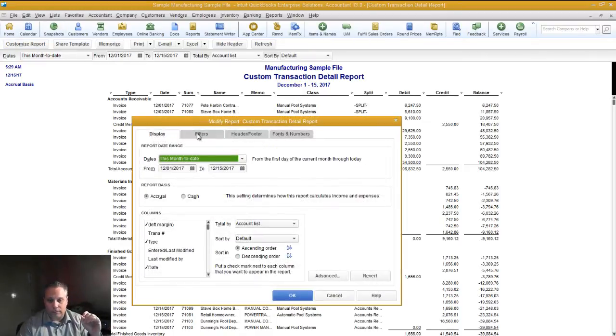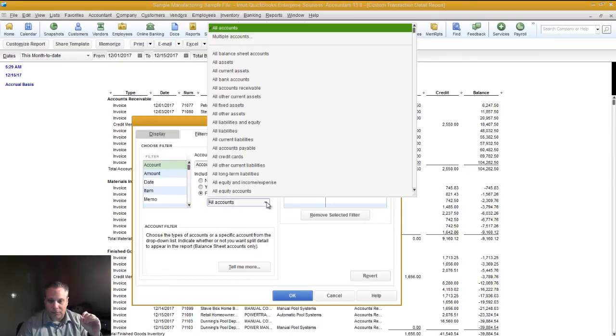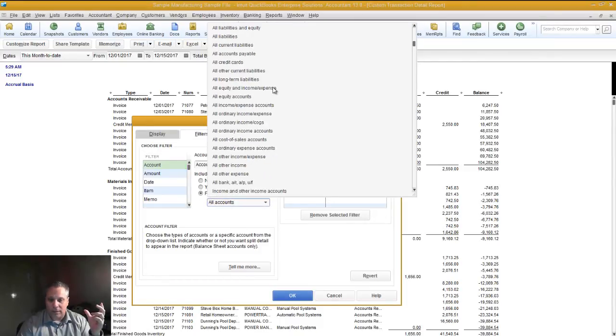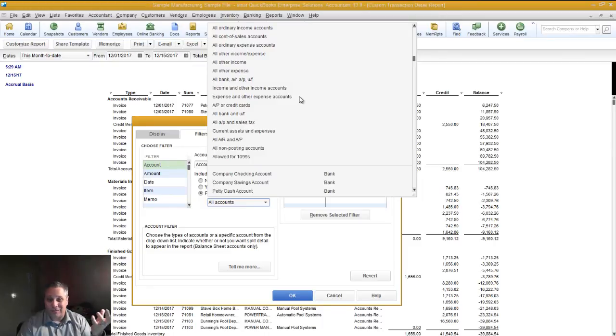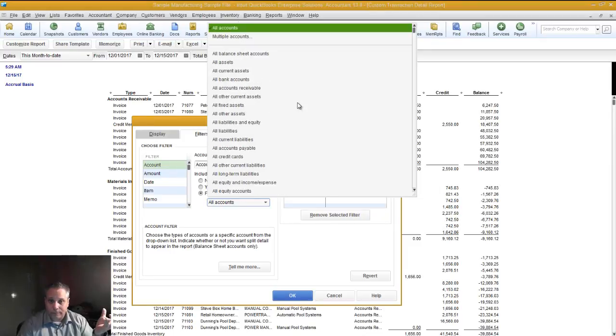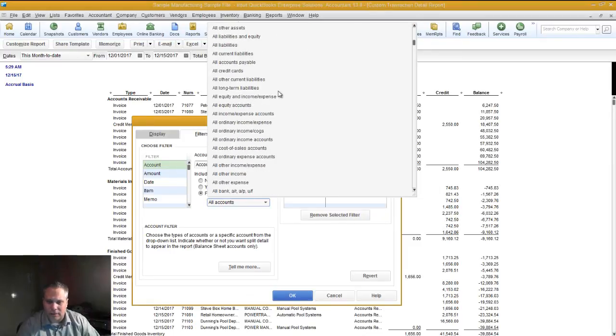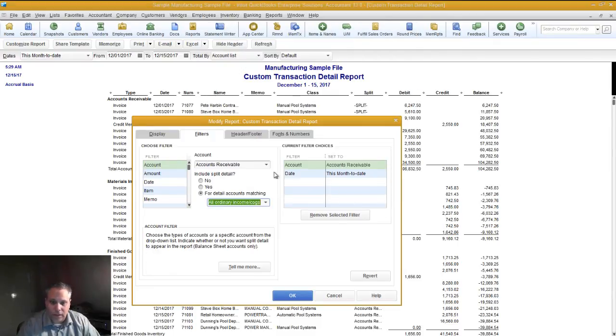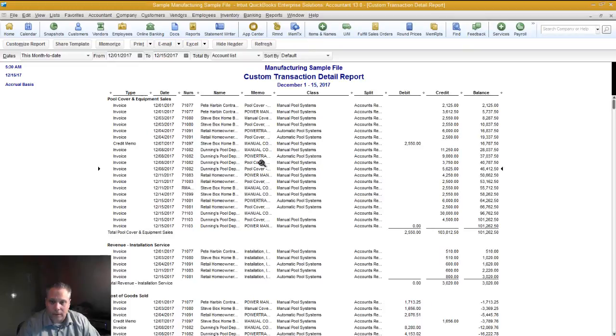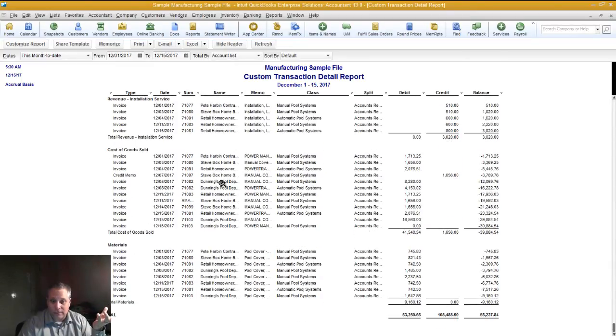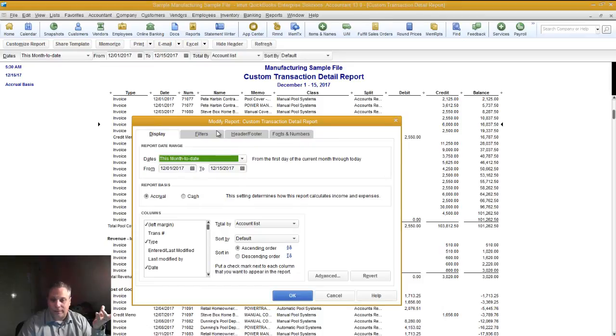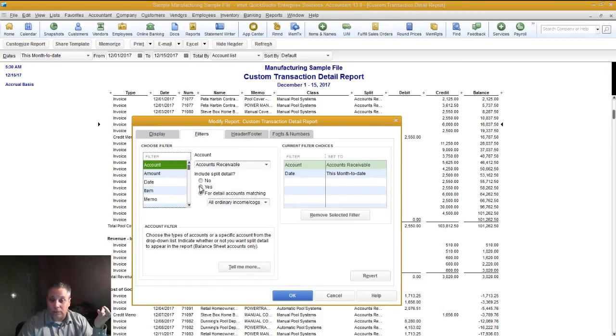Now, when you look at the filters and say, for detail accounts matching, let's say what I'd want to do is say all cost of goods sold accounts. I don't care about inventory. I just want to see cost of goods sold. And here's the thing, I don't think there's a generic all ordinary income and cost of goods sold accounts. Let's try that and see what that does. Okay, so now it actually removes accounts receivable, because I didn't ask for that, and it just gives me all the income and cost of goods sold accounts. So you can be very specific about what to show.